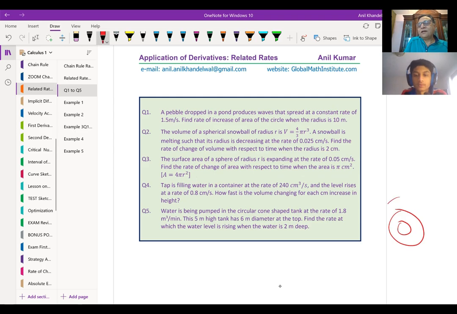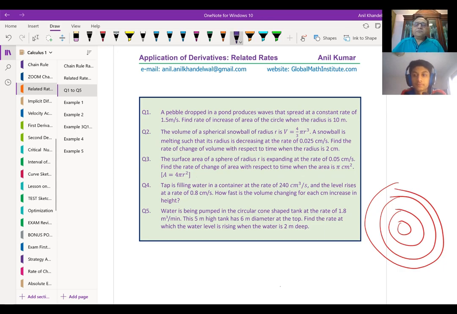The ripple, over time, is going to grow, right? A pebble dropped in the pond produces waves that spread at a constant rate of 1.5 meters per second. So this is spreading, and this rate we can say is dr/dt, with the radius increasing. And this rate is 1.5 meters per second. You get the idea? Find the rate of increase in area because they spread.